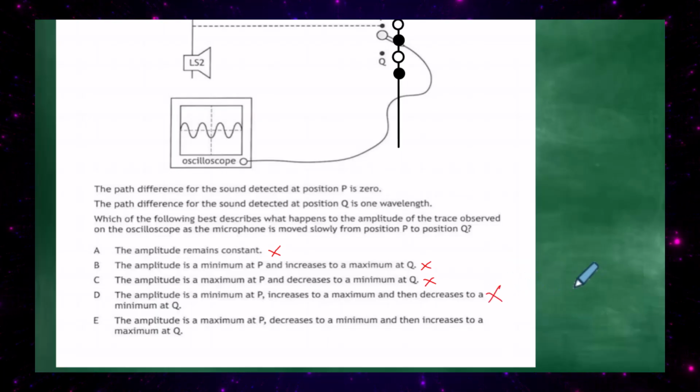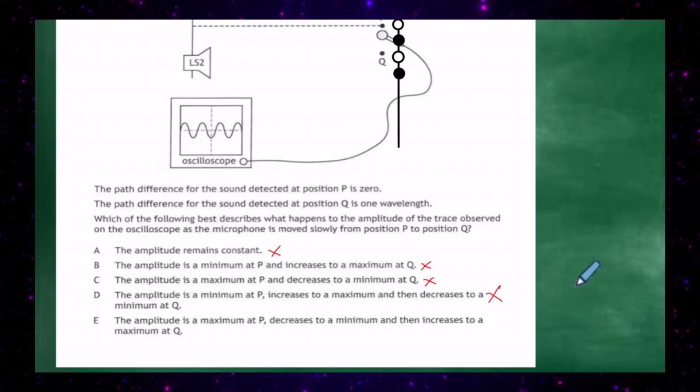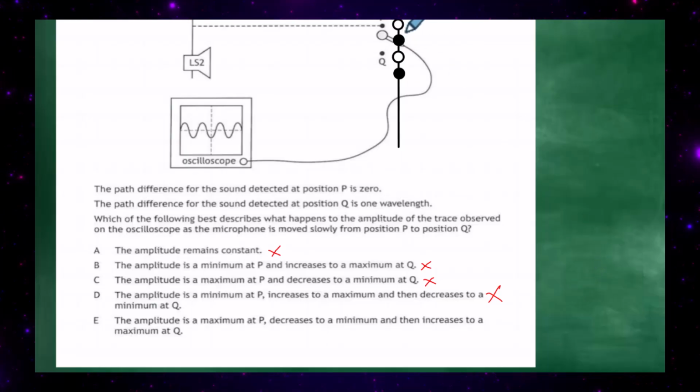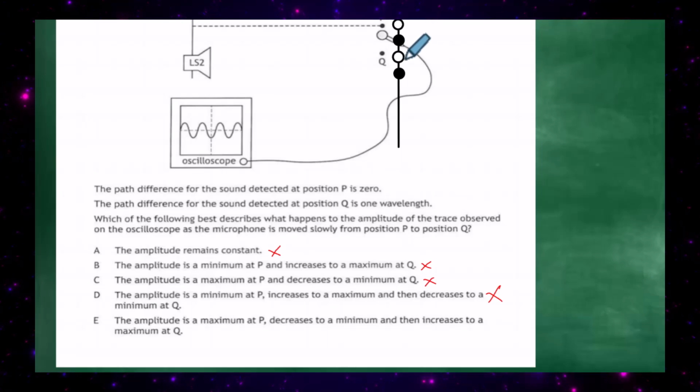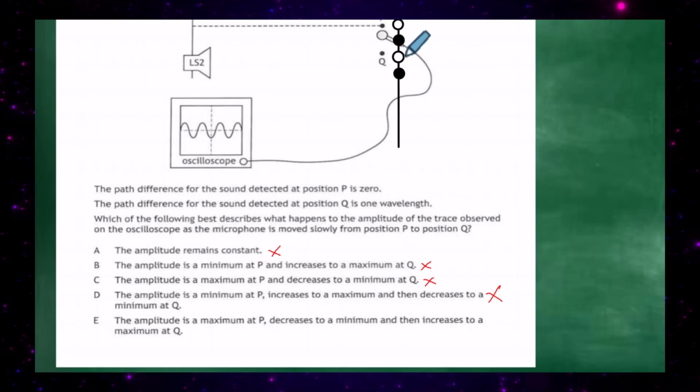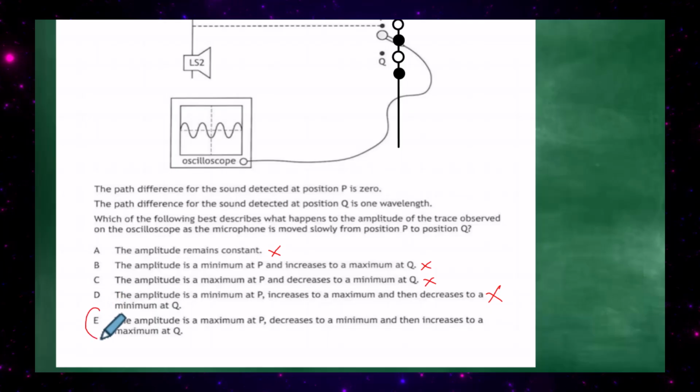Oh, we'll get the last one here. The amplitude is a maximum at P. Well, that's correct. It's a maximum at P. Decreases to a minimum, correct. And then increases to a maximum at Q, the first maximum there. So our answer to this one is going to be E.